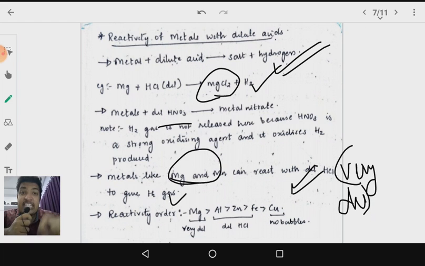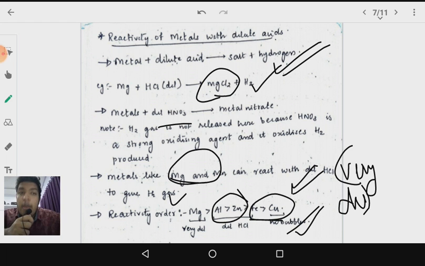So here we can see that the reactivity order is maximum for magnesium. Moderate reactivity is seen in the case of aluminium and zinc, and iron and copper are showing the least reactivity, because there no hydrogen is released, no bubbles are seen over there.